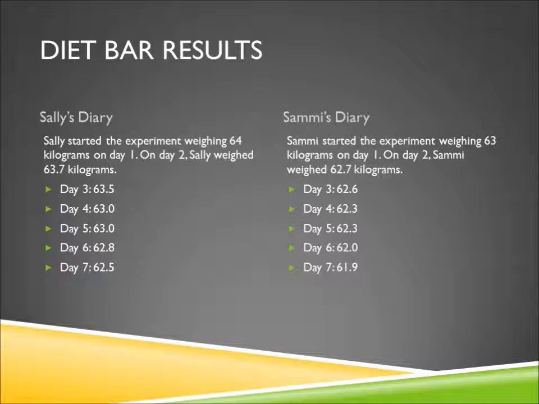Here are the diet bar results. Like I said, they're still pretty skinny, but they got even skinnier. The diet bar results are Sally's diary. I just call it a diary. Sally started the experiment weighing 64 kilograms on day 1, 141 pounds. On day 2, Sally weighed 63.7, so she's losing some weight.